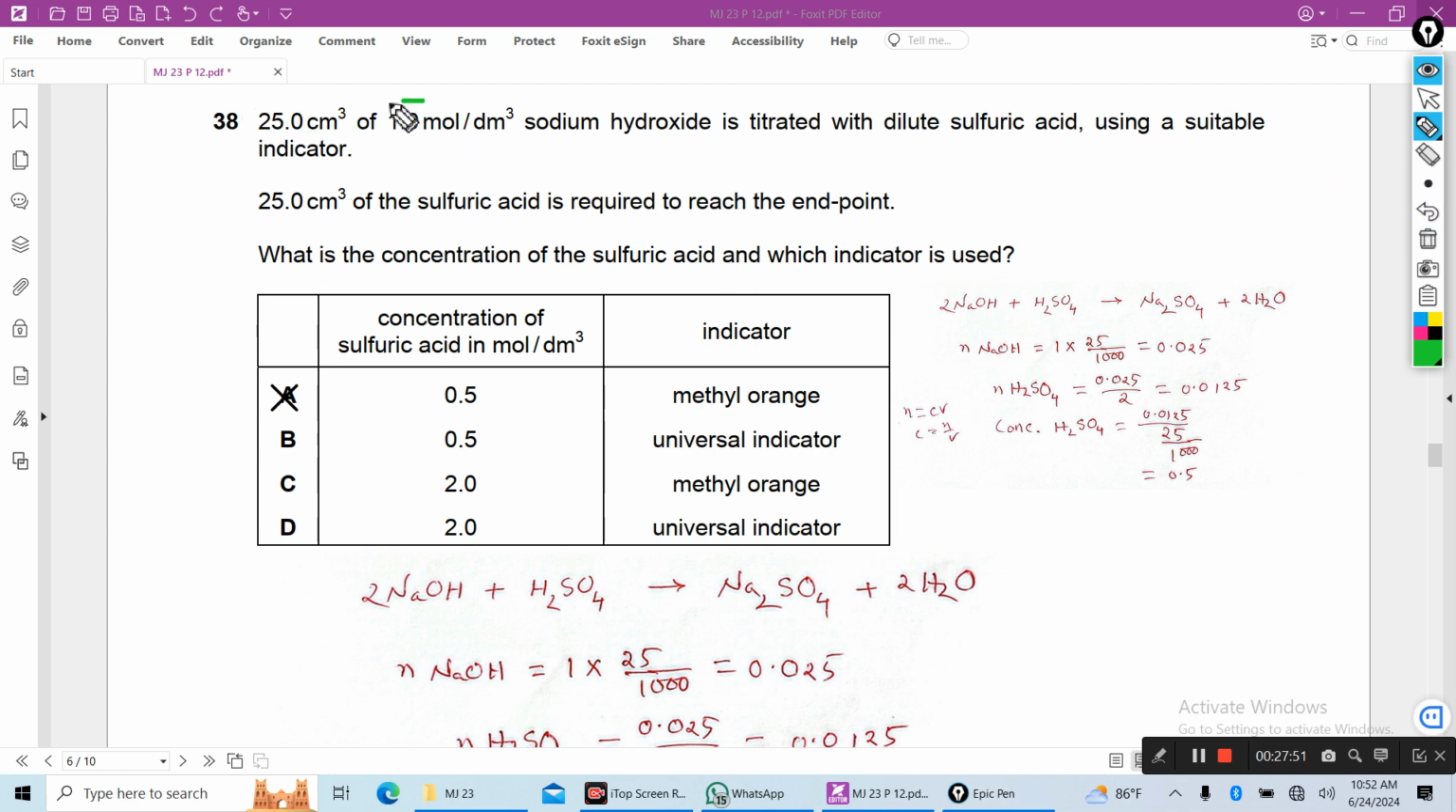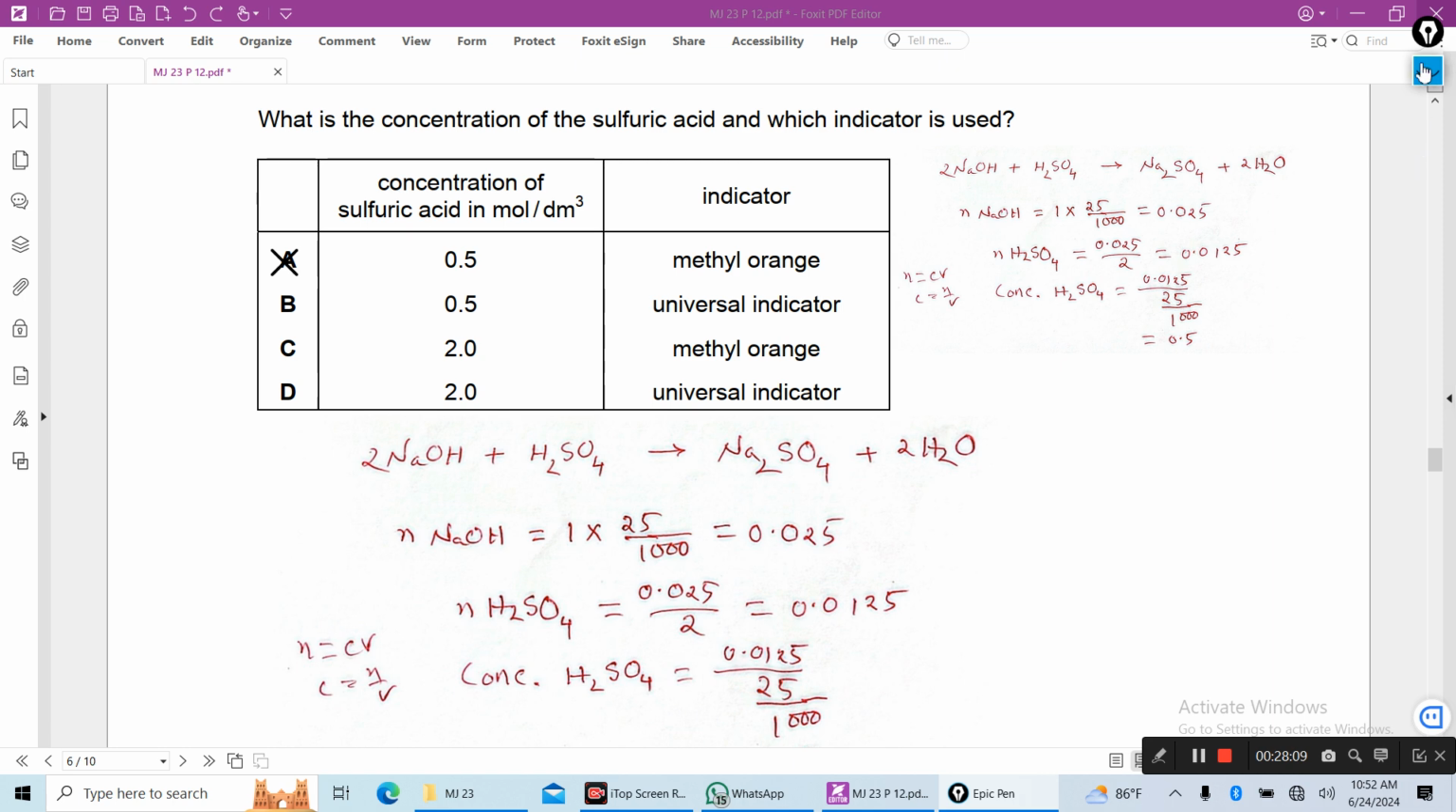Sodium hydroxide concentration and volume are given, and sulfuric acid volume is given. You are asked to find the concentration of sulfuric acid and which indicator is used. If you do the calculation, you will get the answer A: concentration of sulfuric acid 0.5 and indicator is methyl orange. Sodium hydroxide reacts with sulfuric acid to give sodium sulfate plus water.